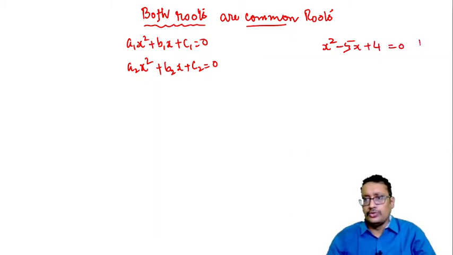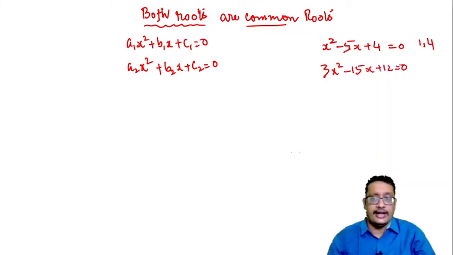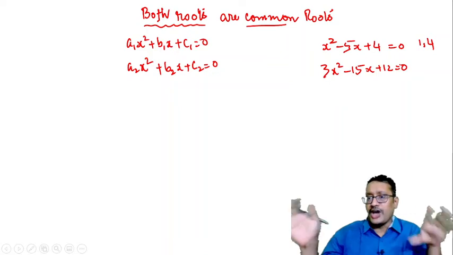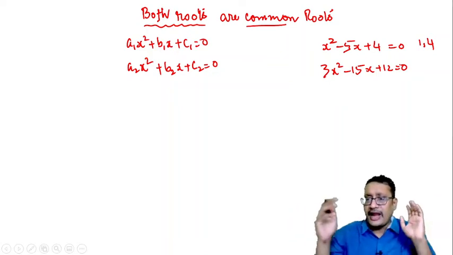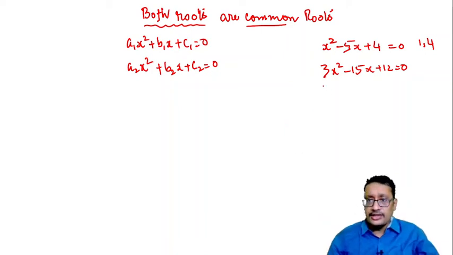Roots 1 and 4. I say 3x² − 15x + 12 = 0, and I say that both the roots are common. It means both quadratic equations become identical. It means, see here, the coefficient of x², this is 1 and this is 3. Coefficient of x: −5 upon −15. 4 upon, this is constant, 12.